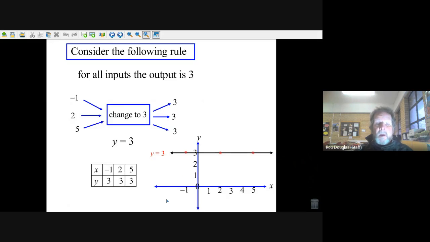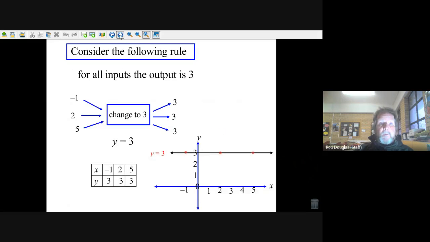So whenever you see an equation y equals a number, we say y equals a constant, it's a horizontal line right there along the y-axis. You go to the point and just draw a horizontal line.